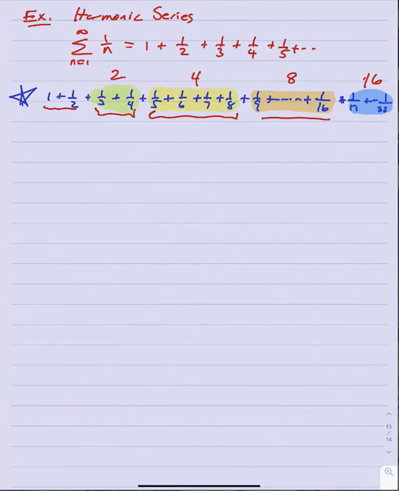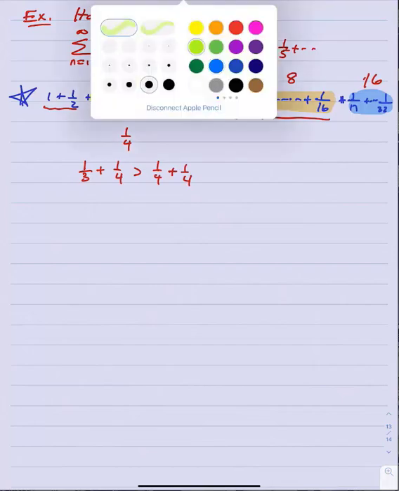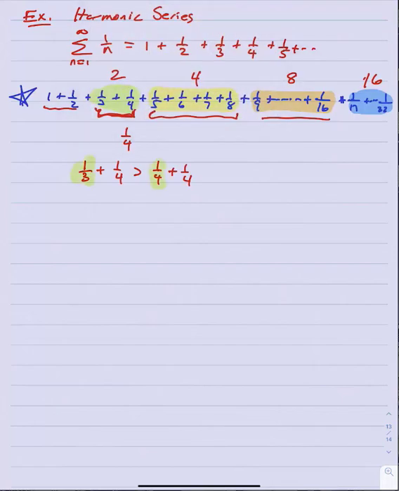All right, very simply, in this first block of two numbers, what's the smallest number of the two? It's the 1/4. So is it safe to say that 1/3 plus 1/4 is greater than 1/4 plus 1/4? Basically what I've done there is replaced this number by something smaller, which definitely makes the thing on the right smaller than the expression on the left. And notice what that thing on the right is. It's 2 times 1/4, which is 1/2.